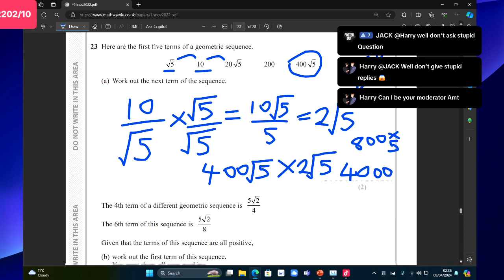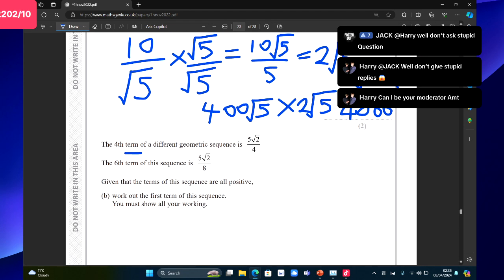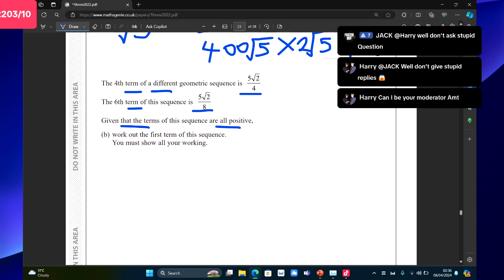Okay, that's the answer for that one. This next one: the fourth term of a different geometric sequence is 5 root 2 over 4. The sixth term of the sequence is 5 root 2 over 8. Given that the terms of the sequence are all positive, work out the first term. Anyone got any ideas for this question? We've got the first term, the second term, the third term, the fourth term is 5 root 2 over 4, then the fifth term, then we've got 5 root 2 over 8.